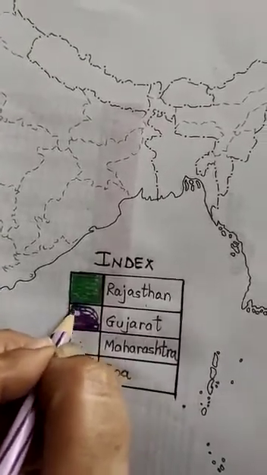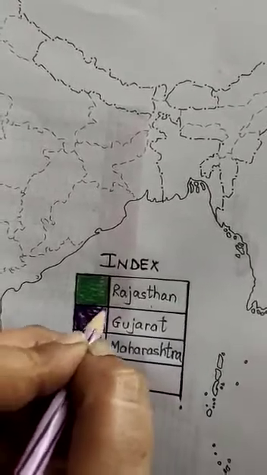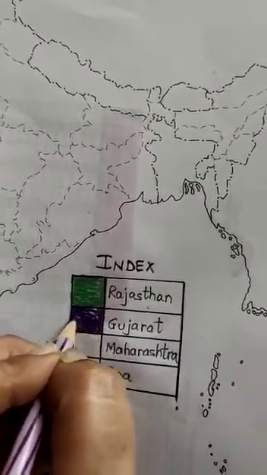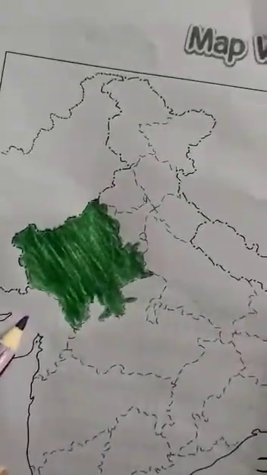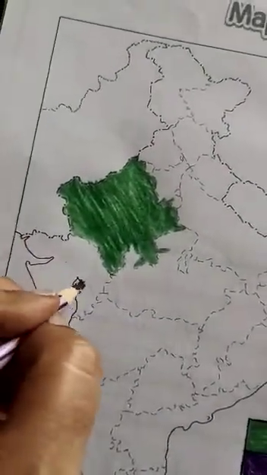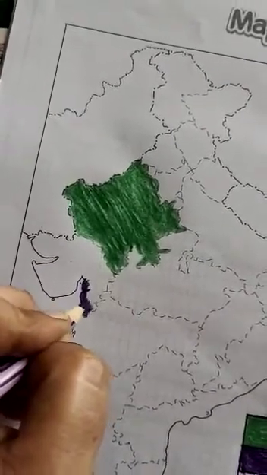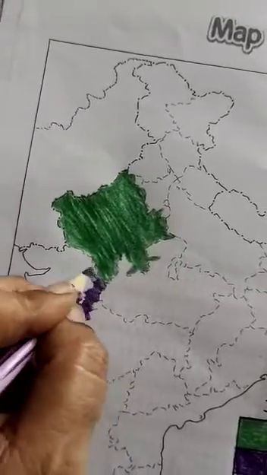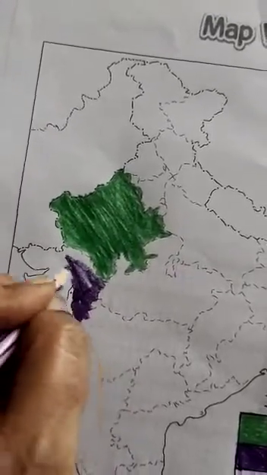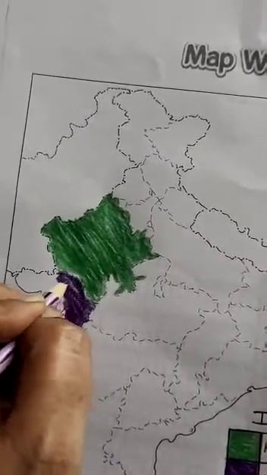I'm going to color first here in the index. Okay, here I colored it in the index, and the same purple color I'm going to use in the political map of India. Here Gujarat is very much over here. So we are going to color Gujarat with the same purple color where we marked in the index. See, it becomes easier, right? So the index is helping us to locate the different states.